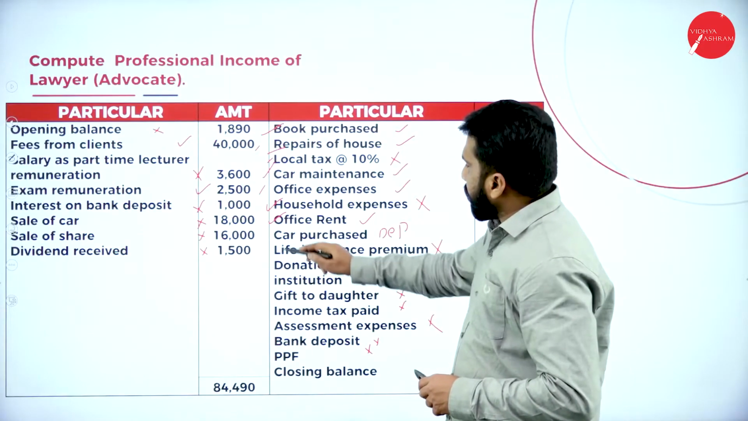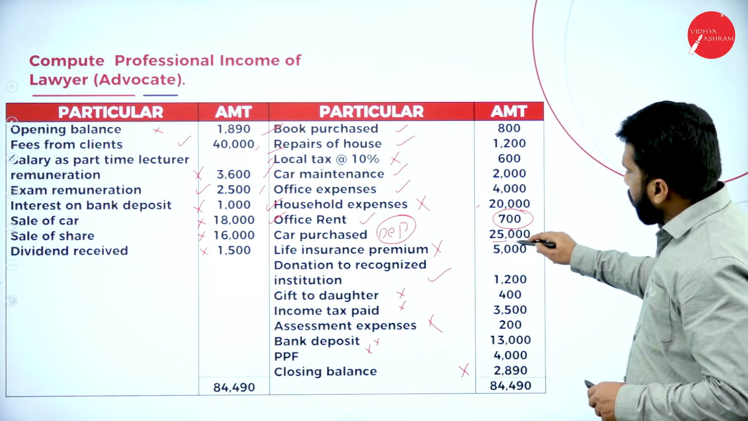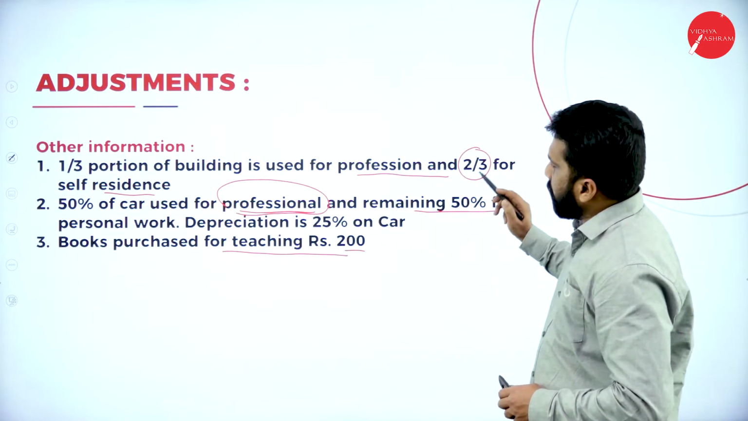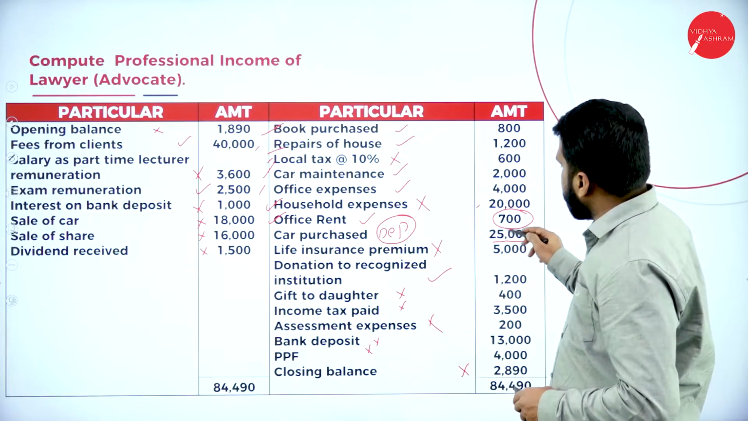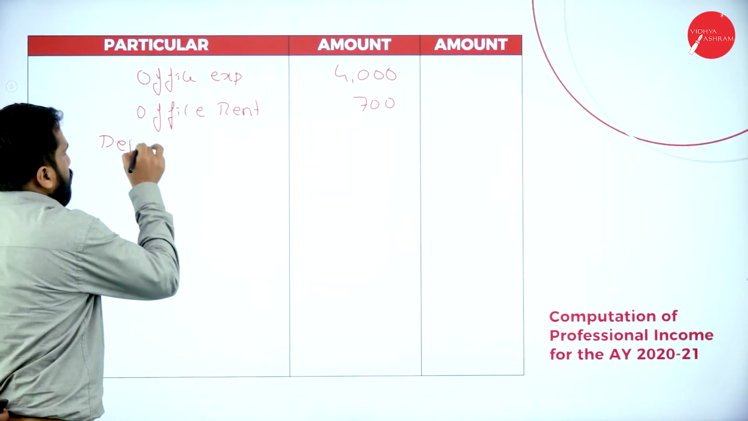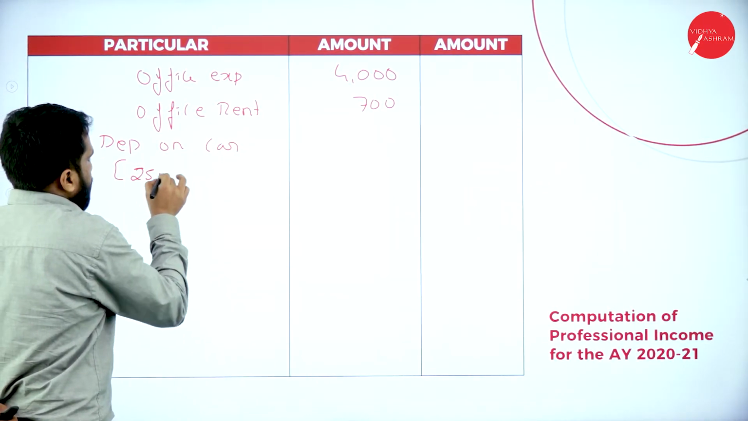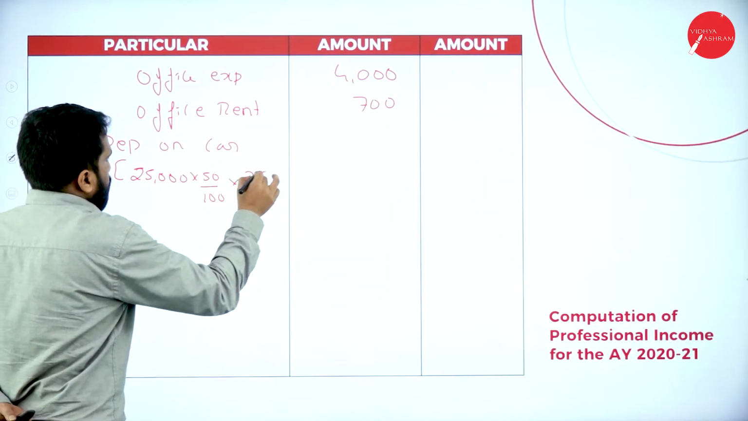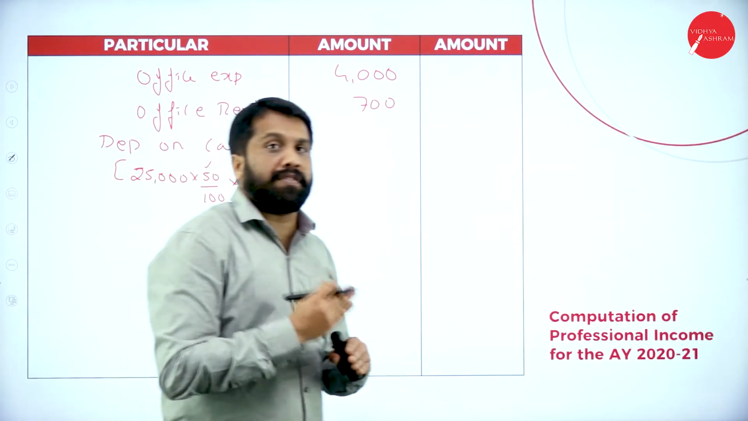Next, this is done. Car purchased. Only we should go for depreciation. How much we have? 25,000. 50% car used for profession, 50%. And what is the depreciation? 25%. What is the value of the car? 25,000. Now, depreciation on car, 25,000 into 50% into the depreciation is 25. Why this 50%? Only half is used.